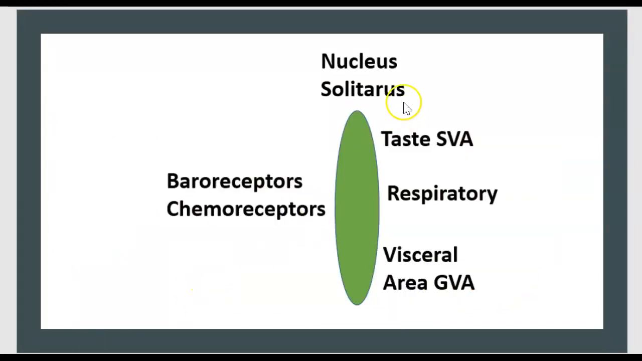Here the nucleus solitarius, the upper part is for taste, SVA. The lower part is visceral area, GVA. And here on the side is baroreceptor and chemoreceptor, and this side is respiratory.